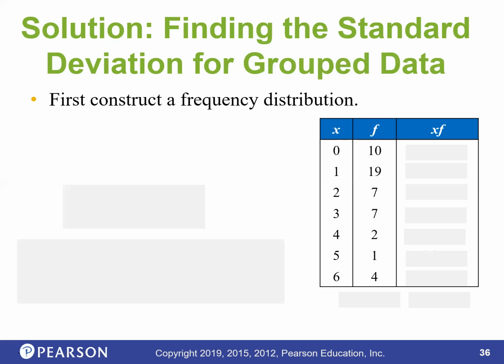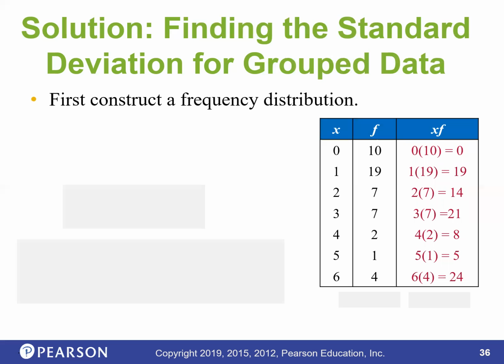You could say, let's see, 0 plus 0 plus 0 plus 0 plus 0 plus 0, 10 times, right? Then you could say 1 plus 1 plus 1 plus 1 plus 1, 19 times. No, too long, right? I don't want to do that. So how about we just multiply across? 0 times 10, 0. 1 times 19, 19. Yep, 2 times 7. Thank you. 3 times 7. Perfect. 4 times 2. Love it. 5 times 1. 6 times 4 would be 24. Okay, now can you add that up?